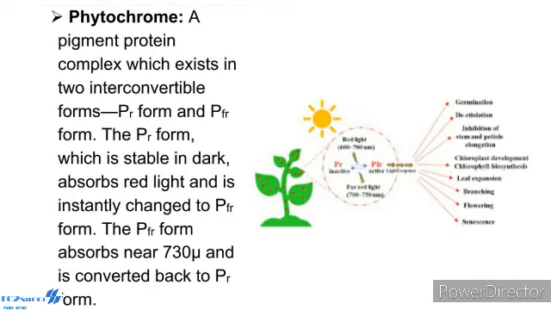Another one, phytochrome, a pigment protein complex which exists in two interconvertible forms, the PR form and the PFR form. The PR form, which is stable in dark, absorbs red light and is instantly changed to the PFR form. The PFR form absorbs near 730 nanometers and is converted back to the PR form.